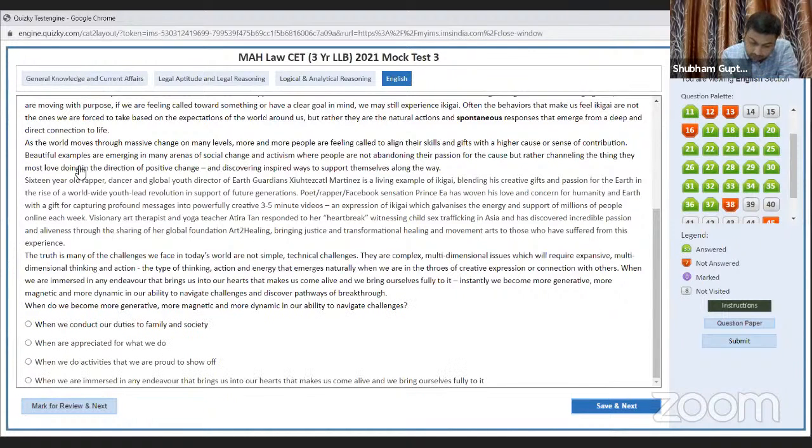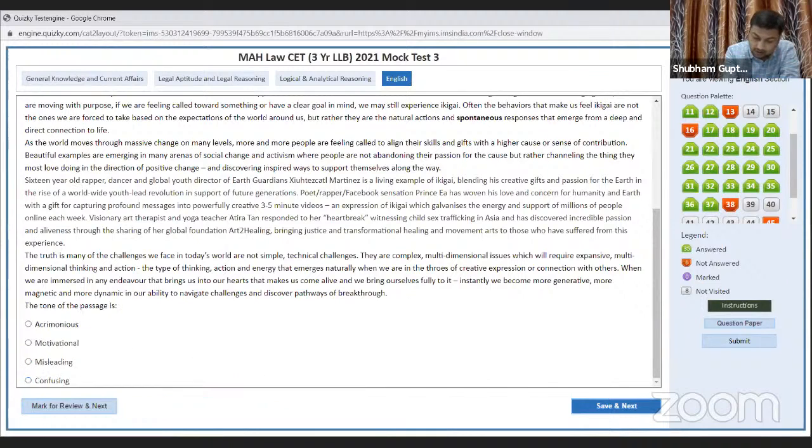When do we become more generative, more magnetic, and more dynamic in our ability to navigate challenges? When we conduct our duties to family and society, when we appreciate for what we do, when we do activities that we are proud of to show off. I think this should be the answer. Or when we are immersed in an endeavor that brings in us, yeah, this should be the answer. He's talking this one.